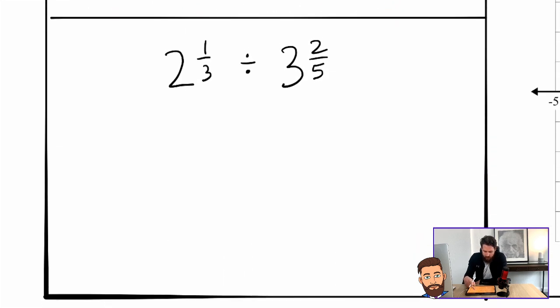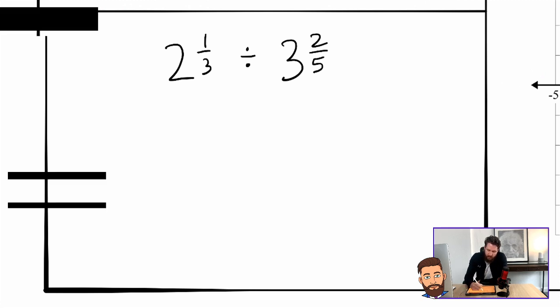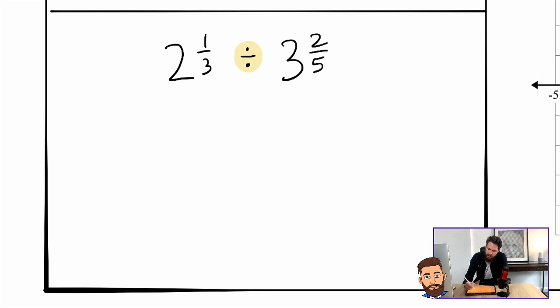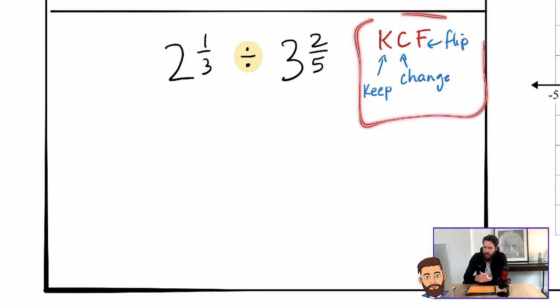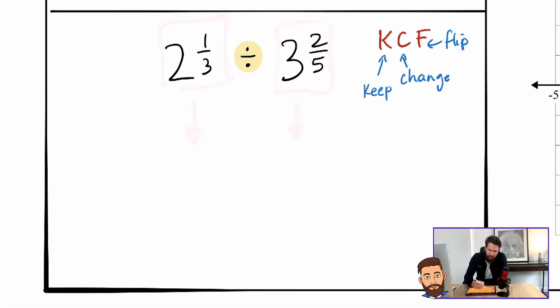If we have a look at this fraction question next, first thing we should check, what is the operation? The operation is divide. When we divide fractions, we should think K, C, F. Remember, keep, change, and flip. But before we can do that, we must realise that these mixed numbers need to be changed into improper top-heavy fractions, so we should do that first.